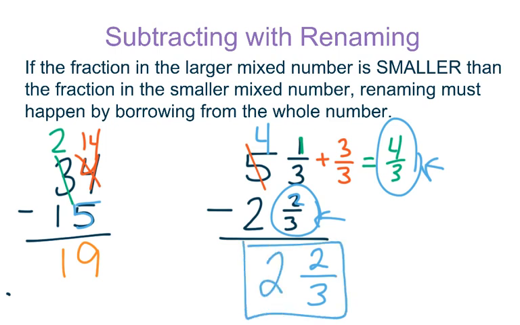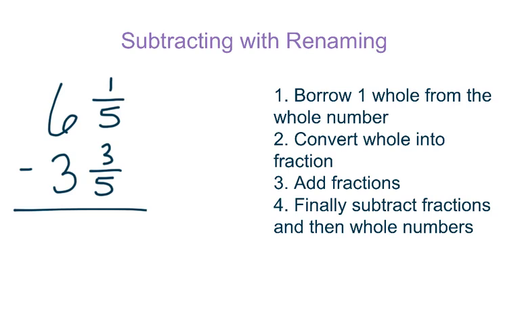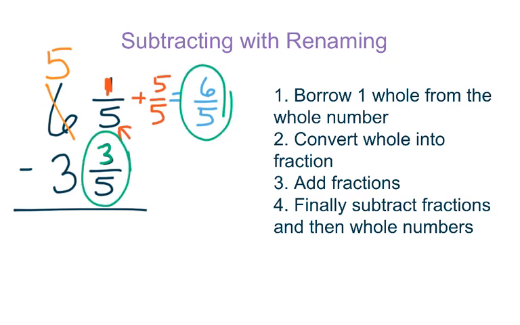The important thing here is that we're borrowing a whole and then adding a whole to the fraction that already exists. Let's take a look at our steps. The first step is to borrow a whole from the whole number. And again, this is when the numerator of the fraction in our larger mixed number is smaller than the numerator of the fraction in the smaller mixed number. So we're going to follow our steps. The first step is to borrow a whole, and then I'm going to rename the whole number as the number below. Then I need to convert that whole into a fraction. So my whole would be equivalent to 5/5, because the denominator of my fraction is a 5. Now I need to add my fractions together, and when I do that I get 6/5. And my final step is to subtract my fractions and then subtract my whole numbers. So 6/5 minus 3/5 gives me 3/5, and 5 minus 3 gives me 2.